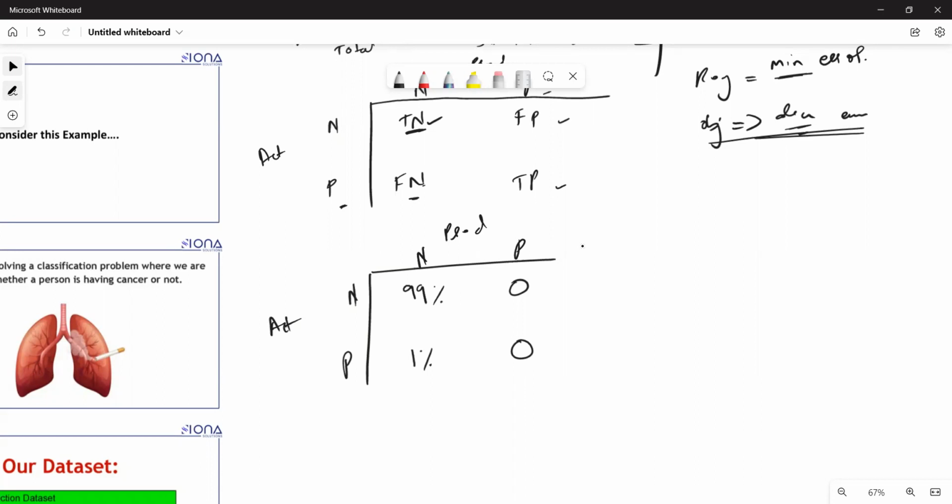Now here I have two major concerns. The concern will be here and here. That is my false positives and my false negatives.